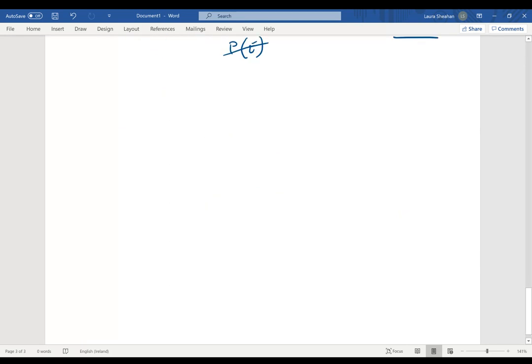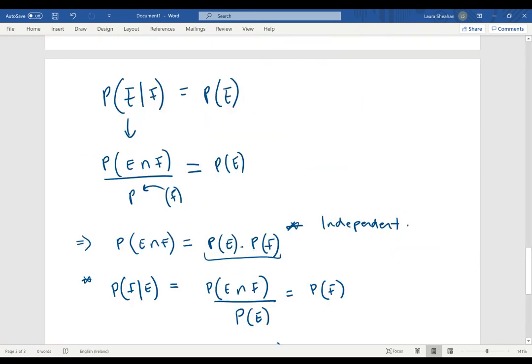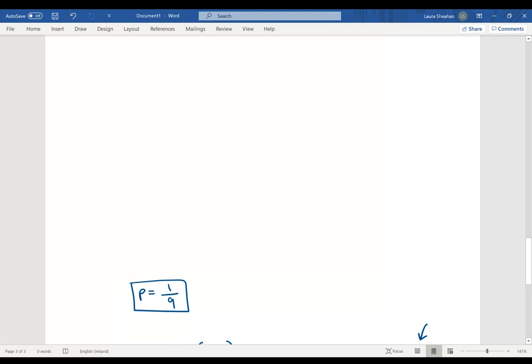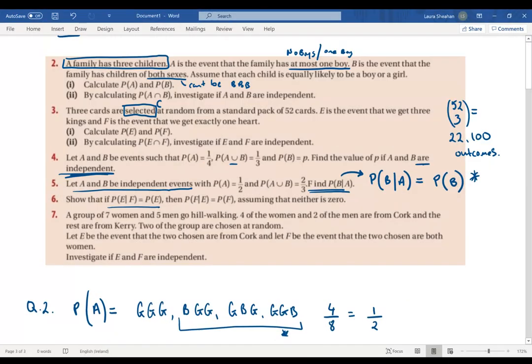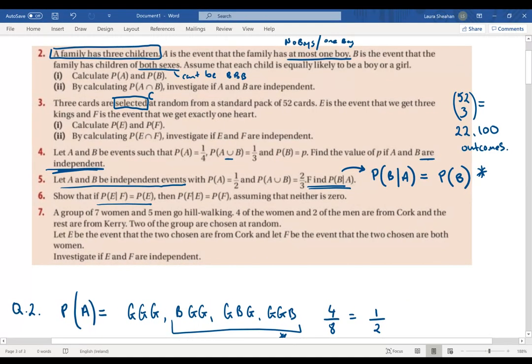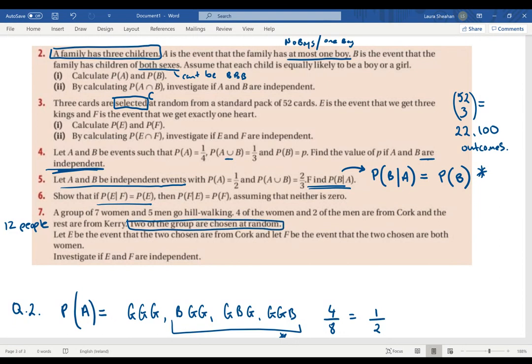Okay, right, my very last question then. Question 7. I'm going to scroll back up. A group of 7 women and 5 men go hill walking. So first of all, that's 12 people. 4 of the women and 2 of the men are from Cork, and the rest are from Kerry. 2 of the group are chosen at random.